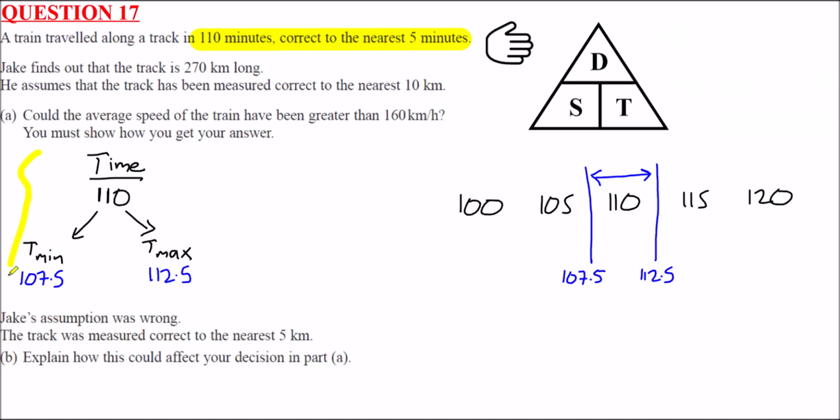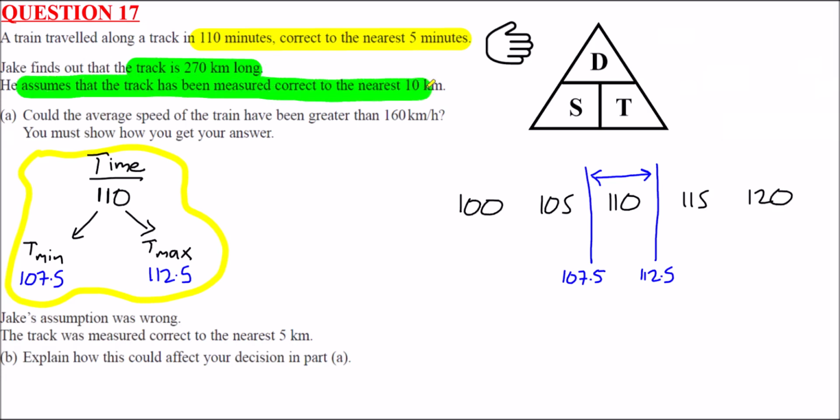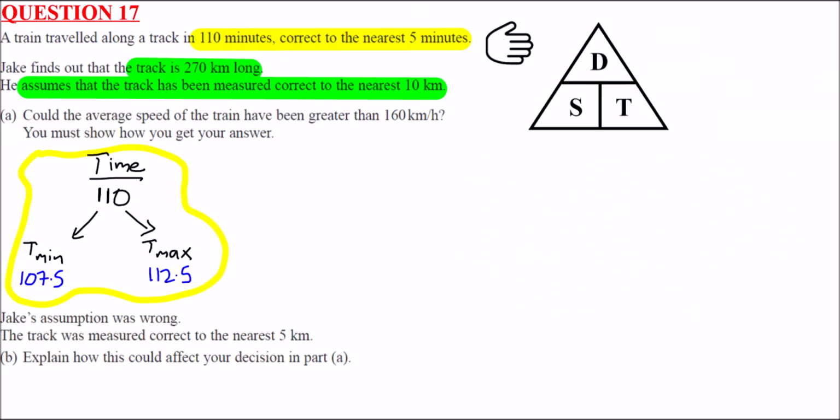Now what we can think about is the next variable, which is the length of track. The length of track is 270 kilometers long, and it's been measured correct to the nearest 10 kilometers. So when we did the nearest 5 minutes, we were thinking of the 5 times table. Now we're doing the nearest 10, we need to be thinking of the 10 times table. So imagine a 10 times table going up until you get to about 270. You've got 250, 260, 270, 280, 290. Then we can stop.